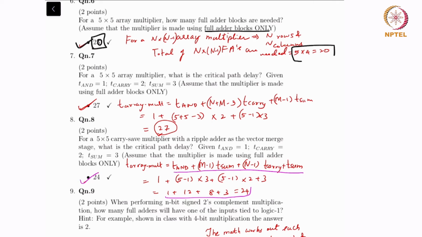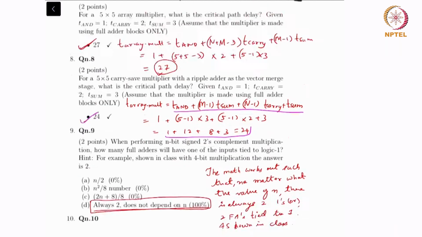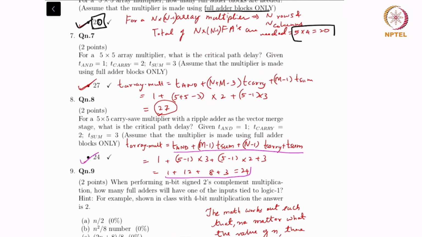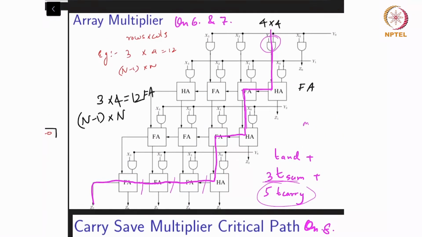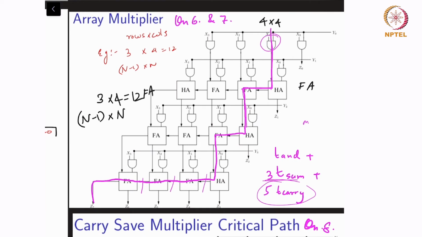Assume that the multiplier is made using full adder blocks only. Okay, so how do we calculate this? Again, let's go back to the example here and look at a 4 cross 4 multiplier, right? As you can see, the critical path is as shown in pink color here, right? So it is this from here, it goes here, it goes here. This is the critical path.